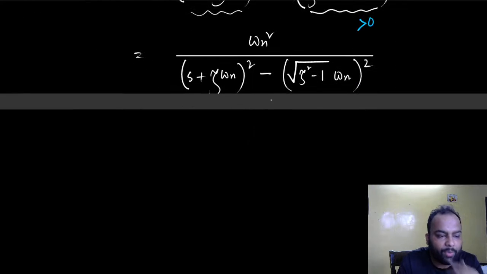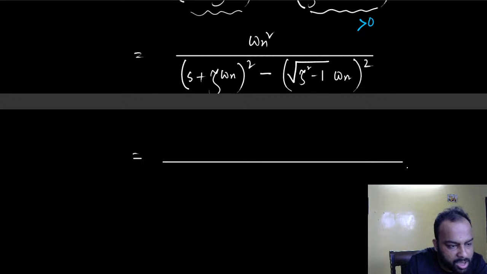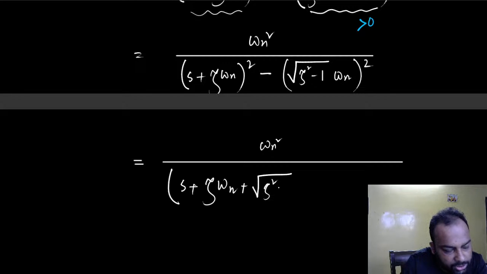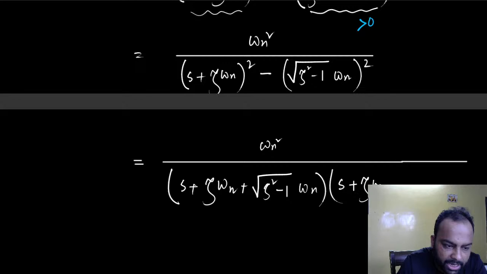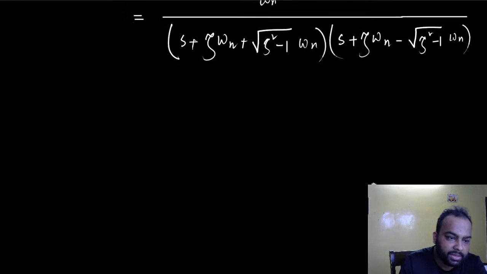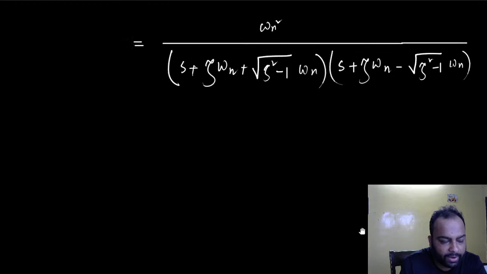Now of course if I want to calculate the pole locations, I have to equate the denominator to 0. So let's do one more line here. This is like a square minus b square. So this becomes s plus zeta omega n plus root over zeta square minus 1 omega n, multiplied by s plus zeta omega n minus root over zeta square minus 1 omega n. All right, so that is the term we have.